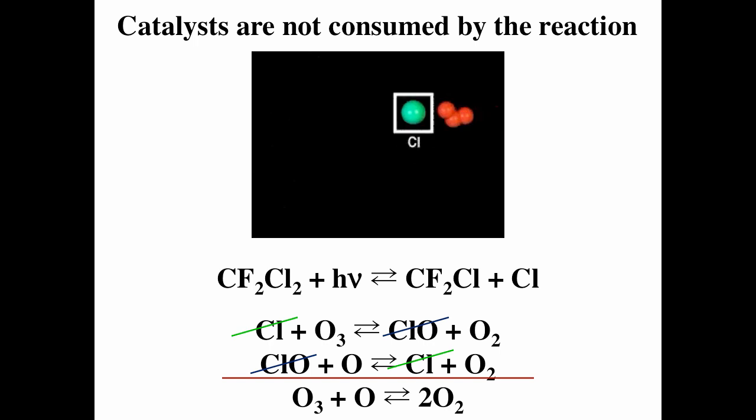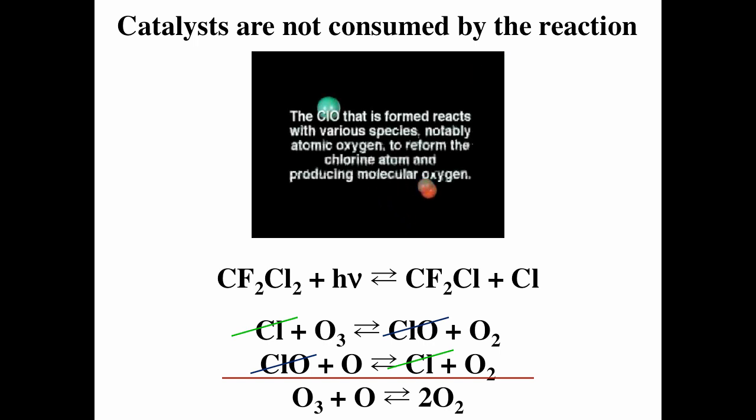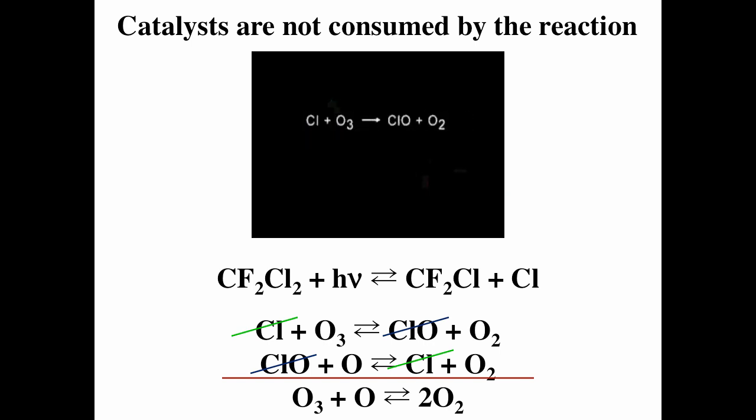The chlorine atoms act as a catalyst for the decomposition of ozone. Collision with an ozone molecule results in oxygen transfer, forming ClO and molecular oxygen. The ClO that is formed reacts with various species, notably atomic oxygen, to reform the chlorine atom and produce molecular oxygen. The sequence of reactions consists first of the reaction of chlorine atoms with ozone, followed by the reaction of ClO with atomic oxygen. The overall reaction is just the decomposition of ozone. Atomic chlorine acts as a catalyst for the decomposition.